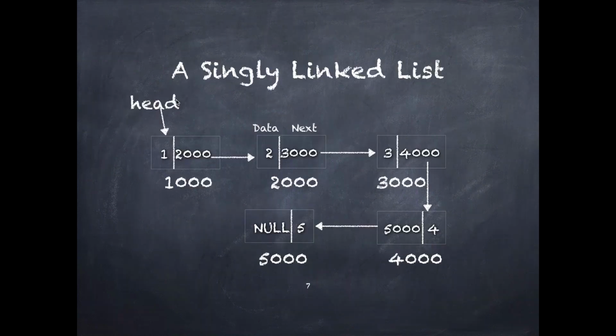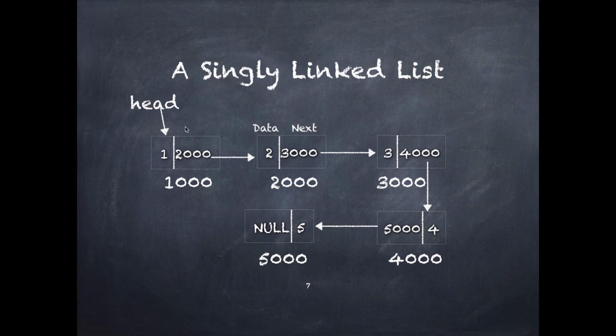Okay, singly linked list. This is how a singly linked list will look. You have a head pointer which points to the first node of the linked list. So this is a node. Here I have only one data part and one address. This is the data part. The first node stores the data 1, the second node stores 2, the third node 3, the fourth node's data part is 4, and the fifth node's data part is 5.